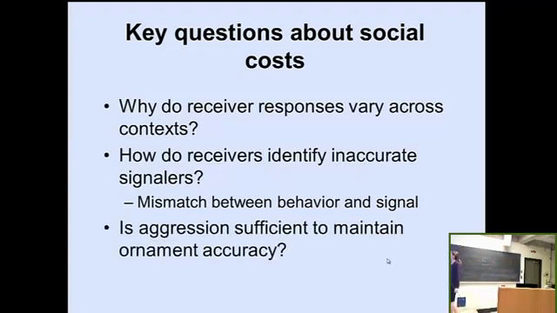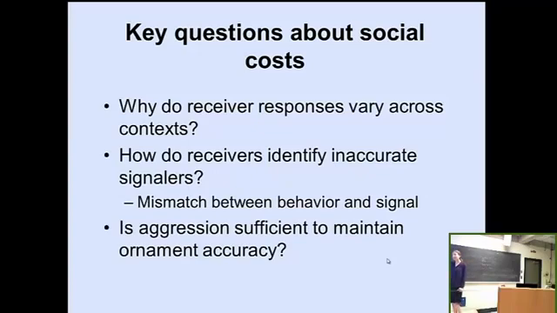Okay, so on to the final issue. Is receiving a little bit more aggression actually sufficient to maintain ornament accuracy? I think this question gets at a bigger issue in behavioral ecology. Sometimes we find evidence of some cost and we say, hey, there's the cost that keeps something honest, or that keeps things stable, without actually going further and thinking in more detail about how much cost is actually sufficient to maintain signal accuracy or to maintain stability of various things.